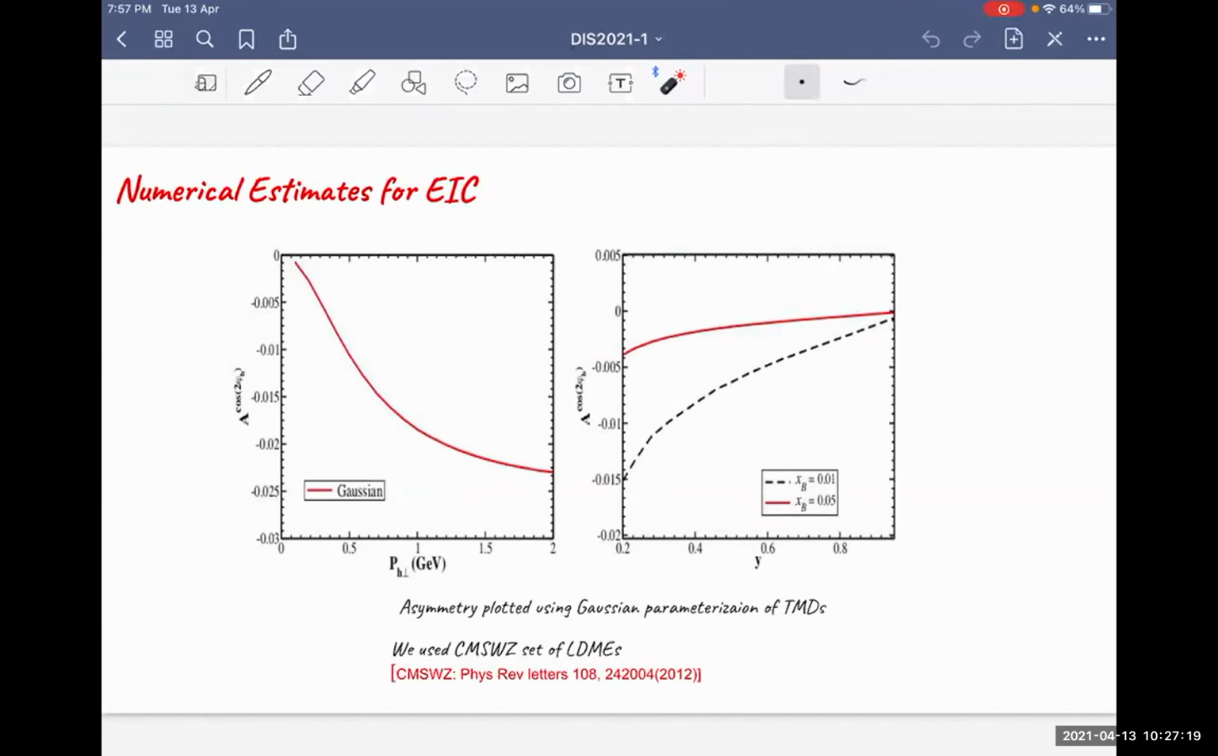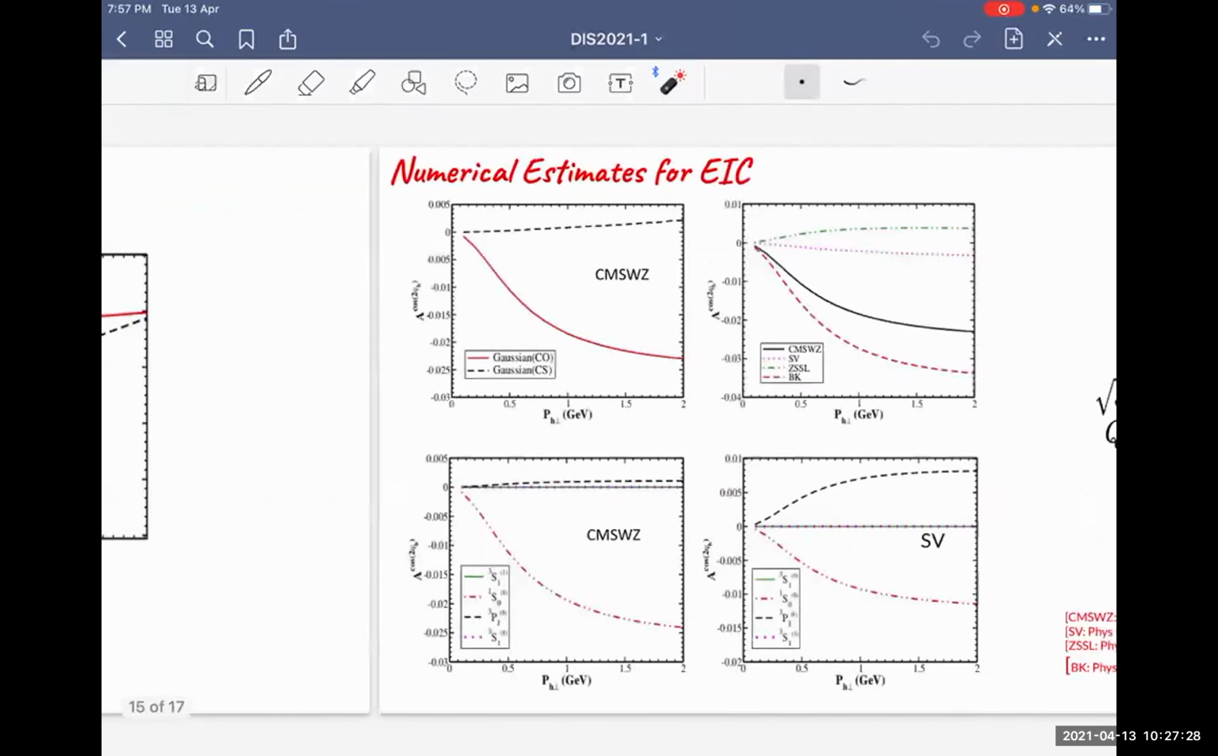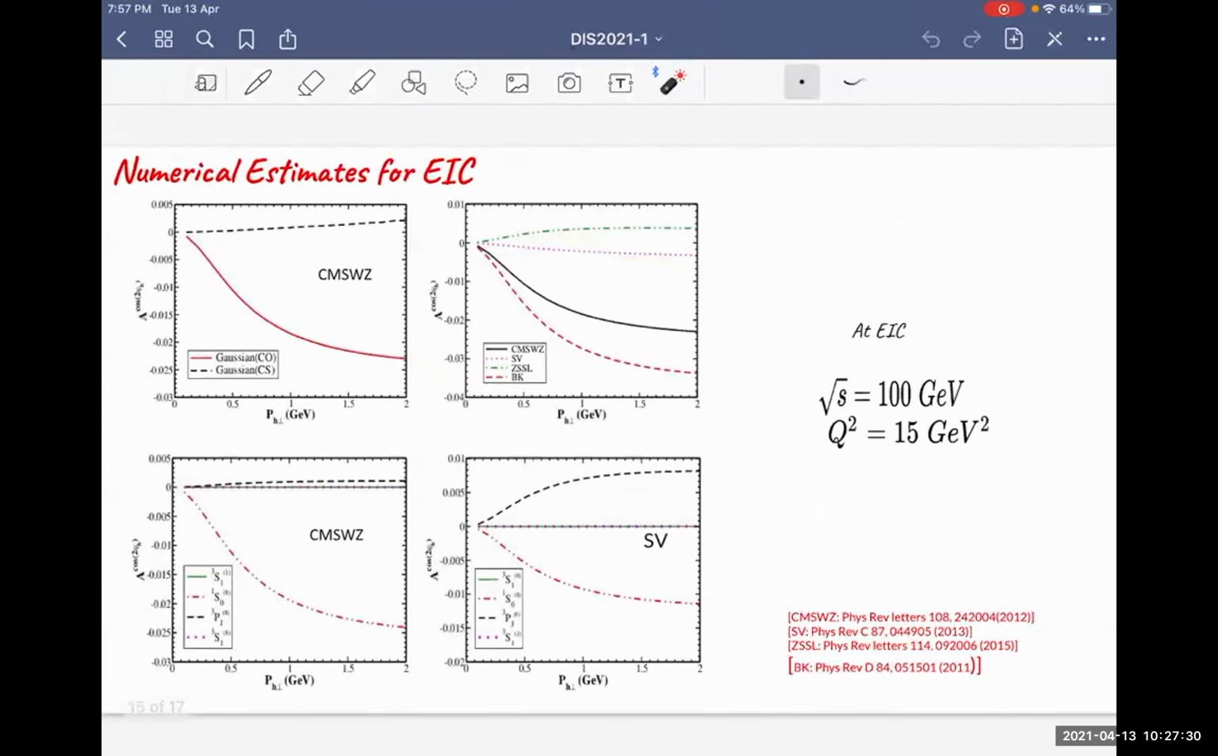Here the asymmetry is plotted using the Gaussian parameterization of TMDs, and we have used the CMSWZ set of LDMEs. In the upper left plot, we have calculated the asymmetry coming from individual color octet and color singlet states using the CMSWZ set of LDMEs. This red line is the color octet contribution to the asymmetry, and we can say that it gives the maximum contribution to the asymmetry.